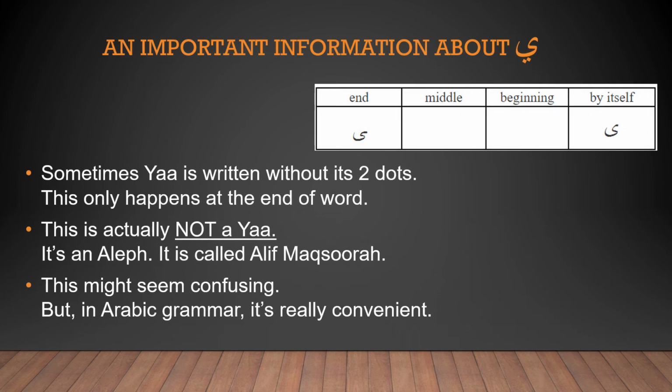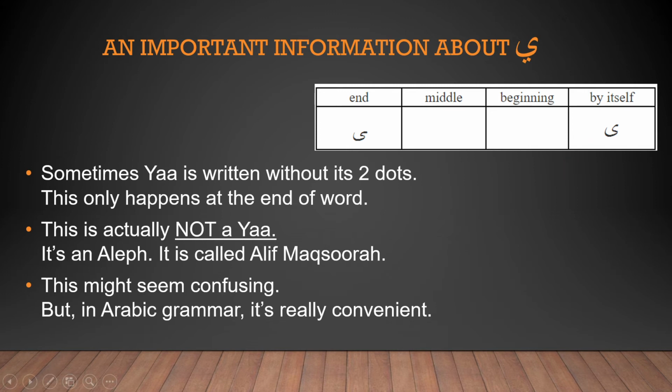Notice about ya is, sometimes ya is written without its dots. Can you see out here there are two dots below it, but sometimes it can be written without the dots. This is actually not ya. Although it looks like ya, it's actually not ya. This is called Alif Maksura. Now what is Alif Maksura? It is Alif in the form of ya.